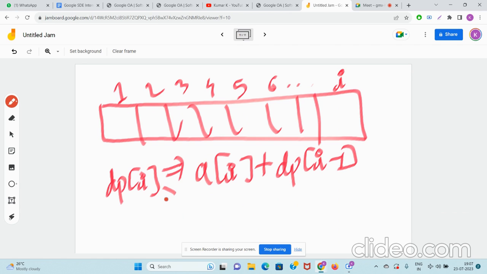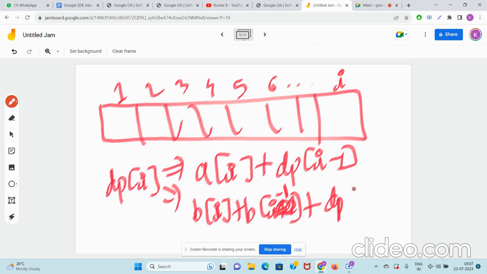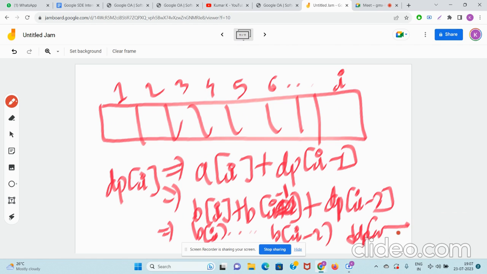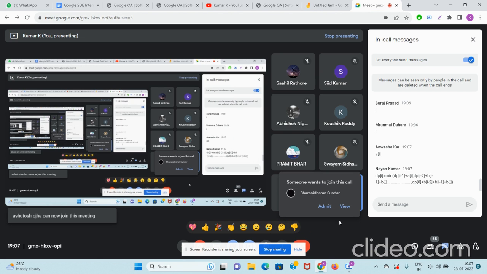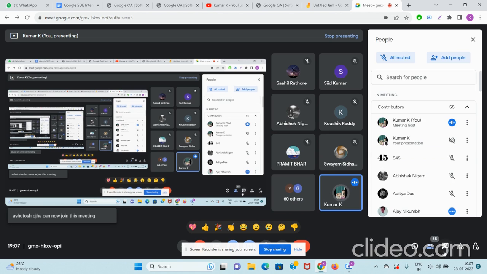What will be the other options? B of I plus B of I minus 1 plus DP of I minus 2. Similarly, another option, B of I, the sum you have to do till B of I minus 2 plus DP of I minus 3. ऐसा आप करते रहिए, आपका काम खत्म. The general formula, guys, can anyone start writing nicely in the chat the general formula according to Nayan's law?